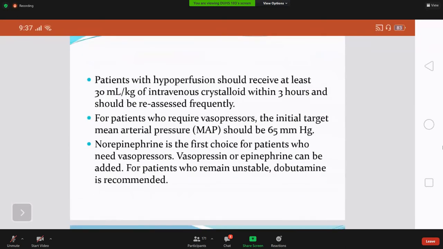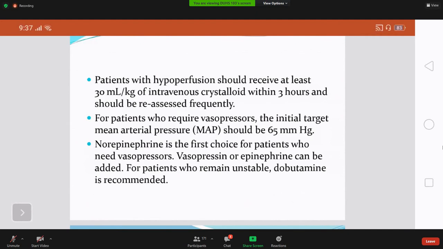Okay. Patients with hypoperfusion should receive at least 30 ml per kg of IV crystalloids within the first 3 hours, and they should be reassessed frequently. Why do they need to be reassessed frequently? Because most of these patients might have comorbidities, and they should be reassessed for any signs of volume or fluid overload.